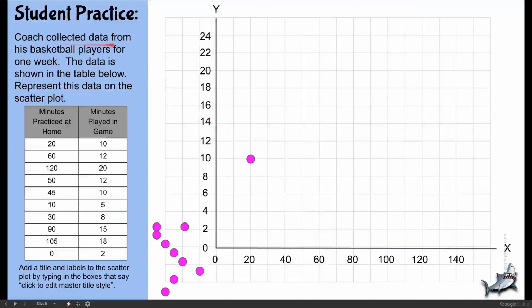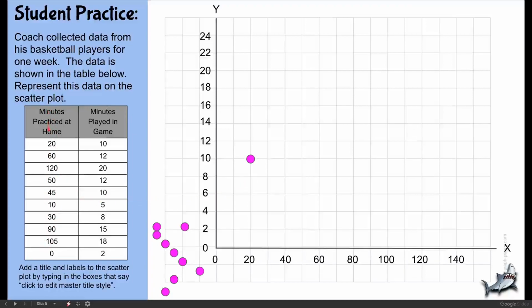Let's read it. Coach collected data from his basketball players for 1 week. The data is shown in the table below. Represent this data on the scatter plot. All right, so here's minutes practice at home. And I'm going to show you this in a minute. You have a place where you can put the labels and the title, but you can't be in presentation mode. So you'll see that in just a second.